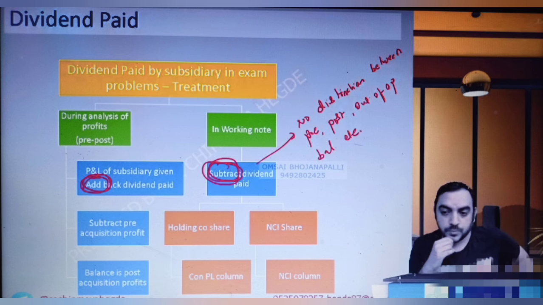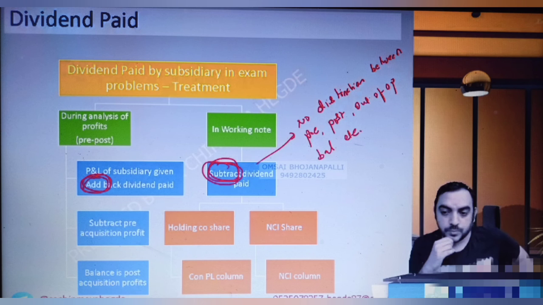We don't make any distinction between what is the source of dividend. Is it out of opening balance? Is it out of current year? Is it out of 10 years back? Is it post-acquisition? Is it pre-acquisition? No such treatment. It was there in AS21. For those people who know AS21, they should not be confused, so I am repeating it. Many people may not know AS21 also. That's a different matter. So the pre-acquisition dividend concept is not there in IND AS.